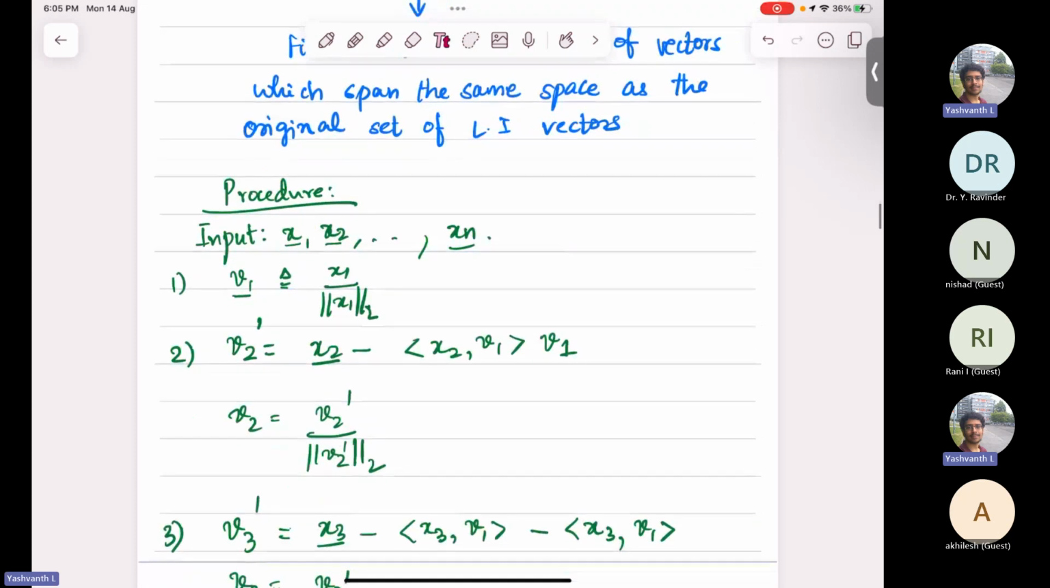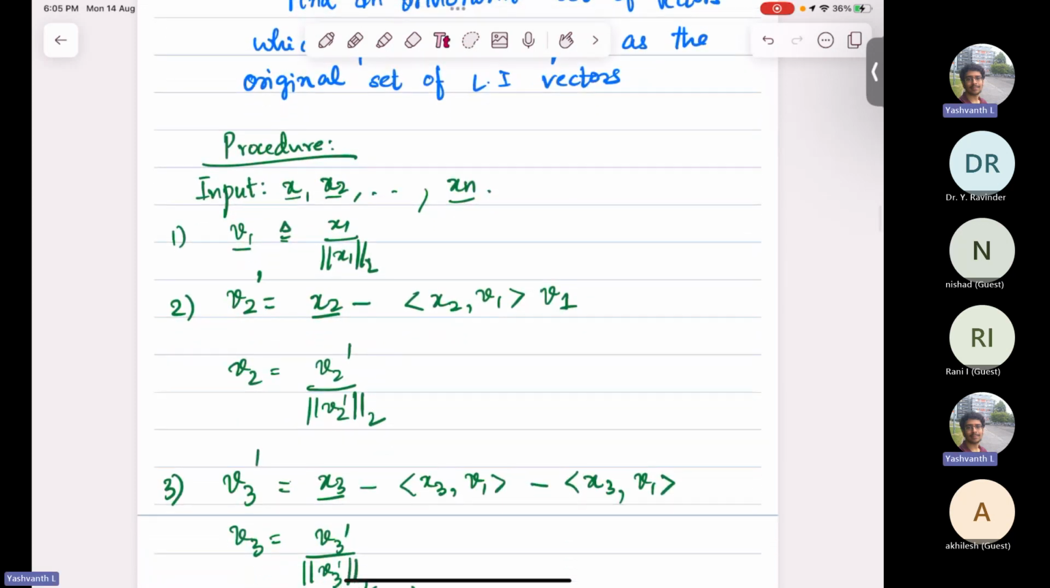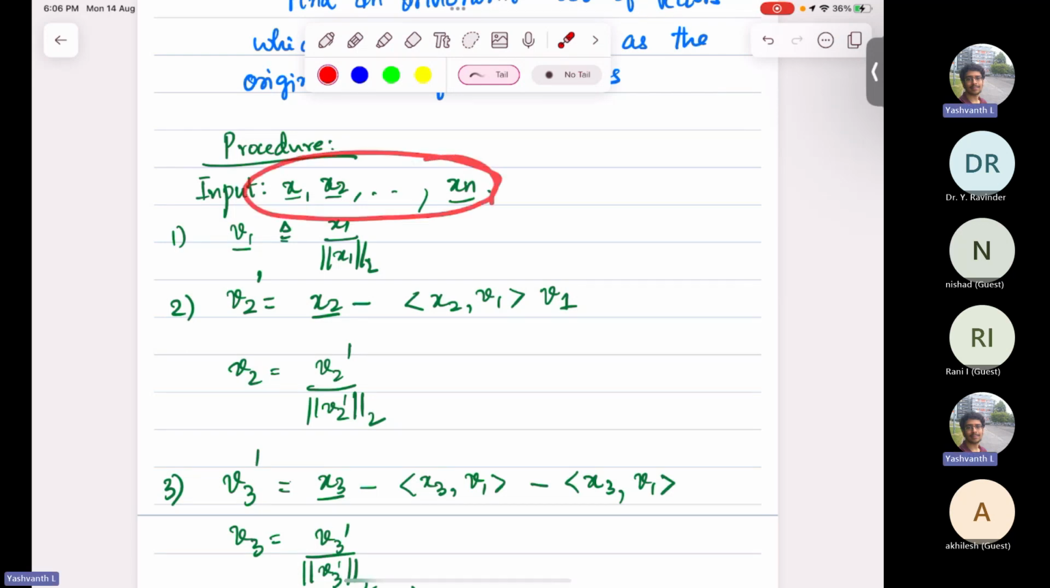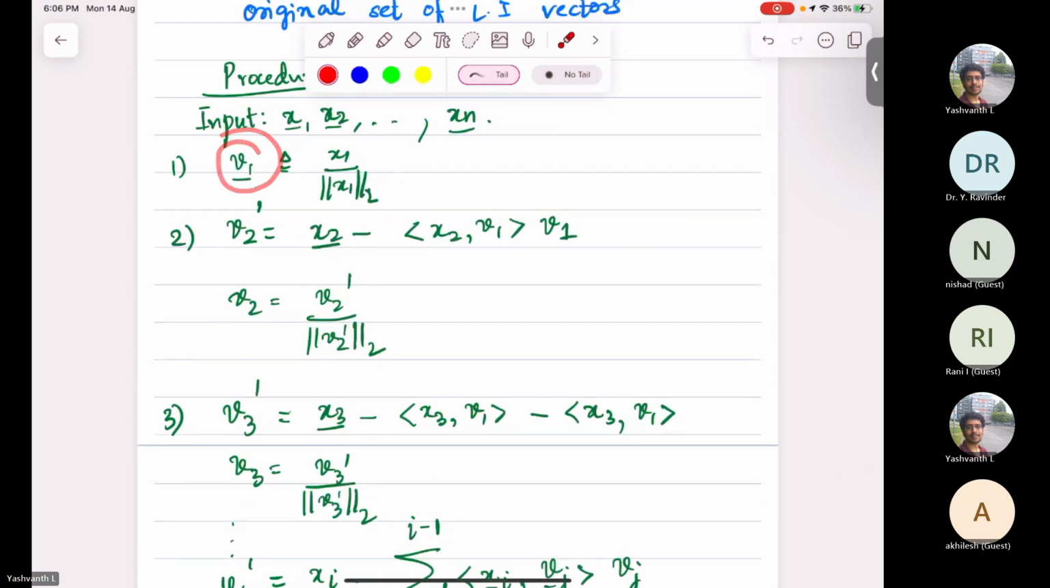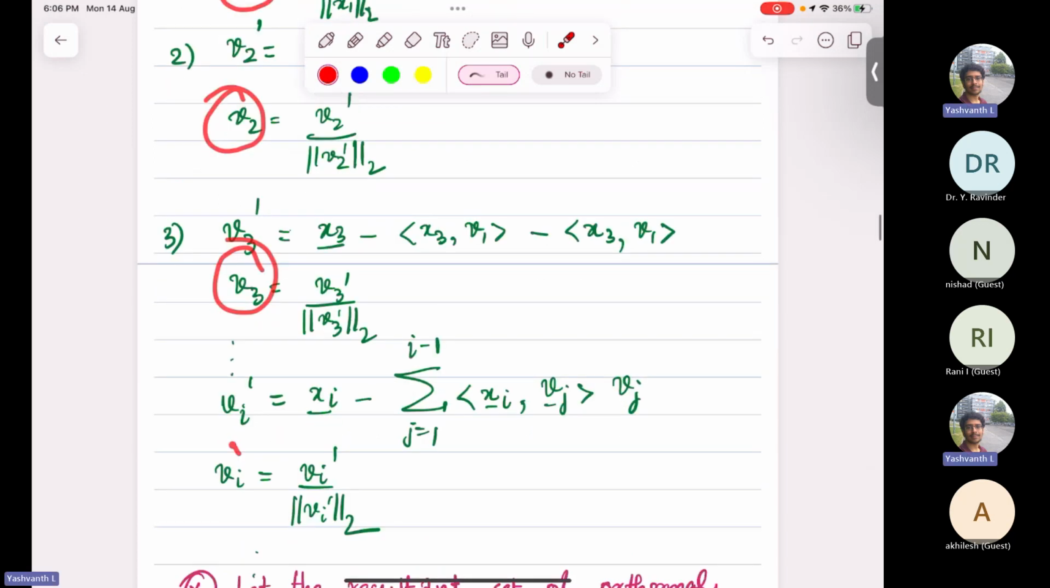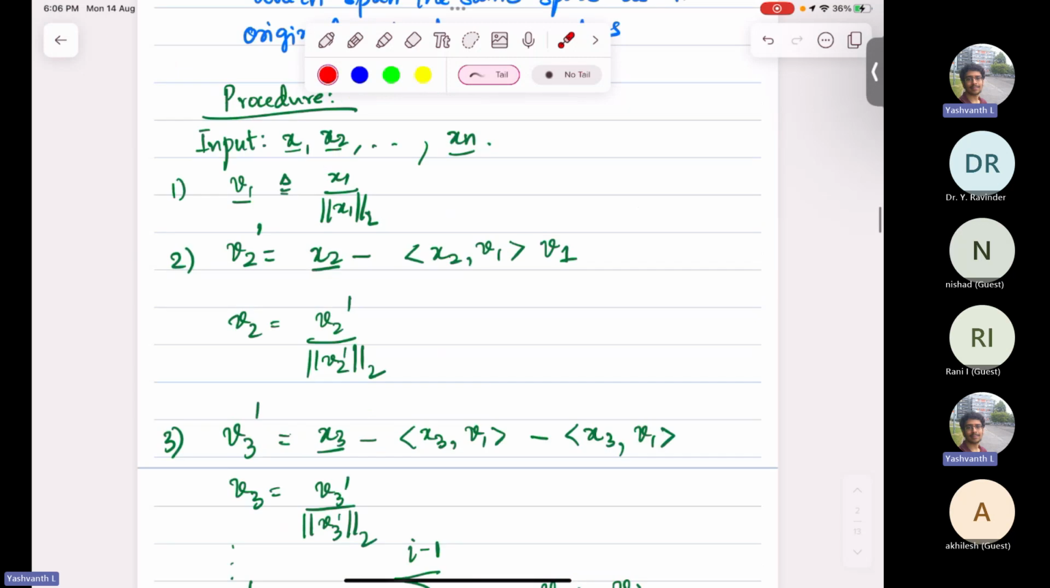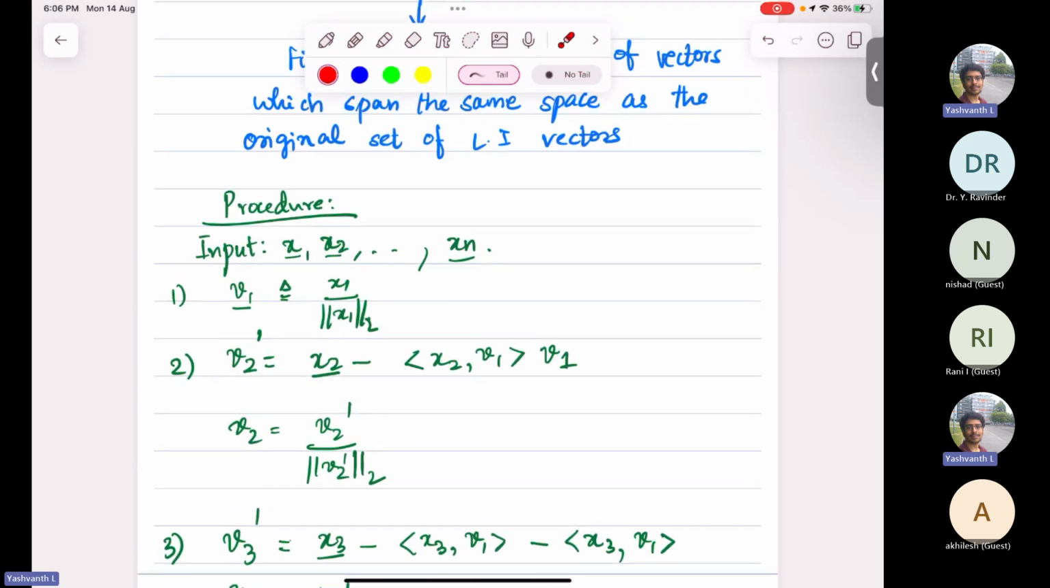The procedure for this approach is that, let's consider that we are given these input vectors x1, x2, and so on till xn. The goal is to find orthogonal vectors from this given set of x's. That is, the output vectors should be v1, v2, v3, and so on till vn. Now the procedure is to take any vector as the first vector. Let's say x1 is the first vector. Call v1 equal to x1 divided by the norm of x1. So this will be the first vector in your orthonormal set.